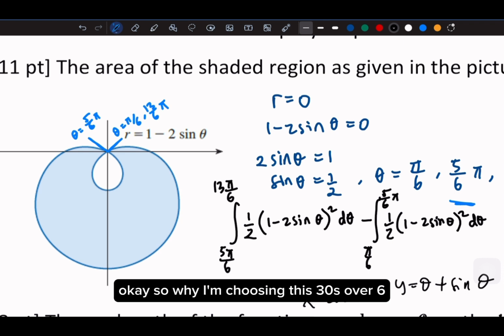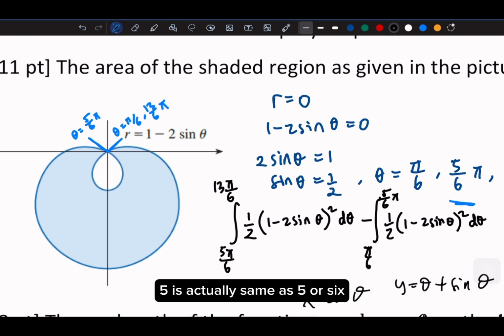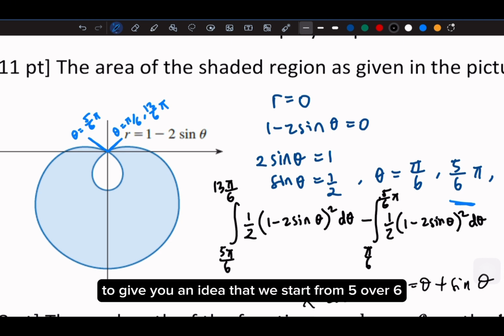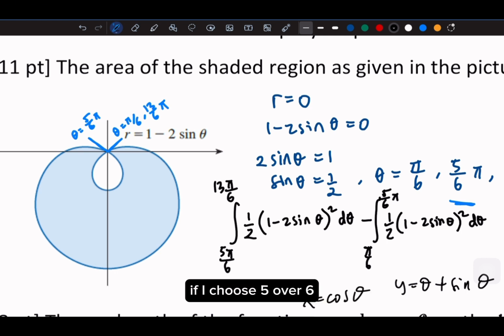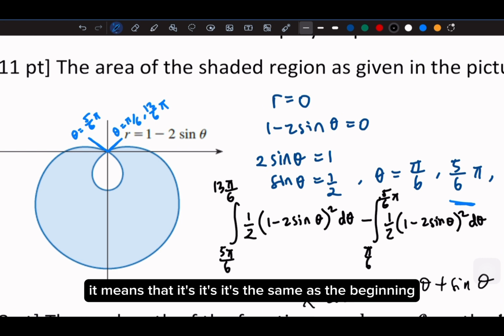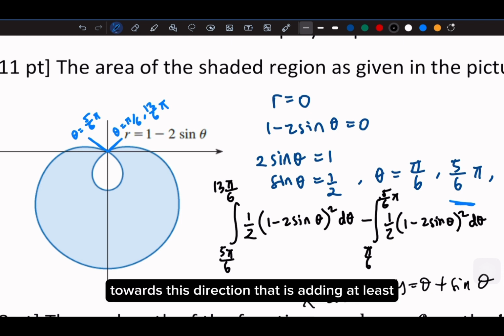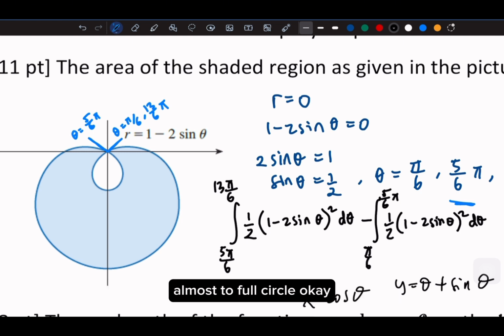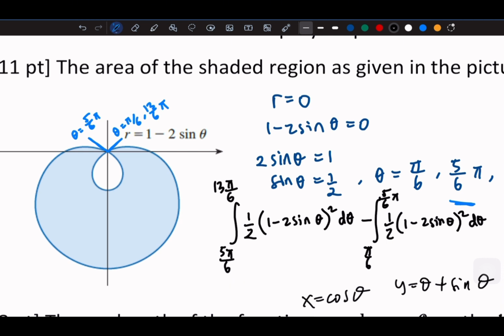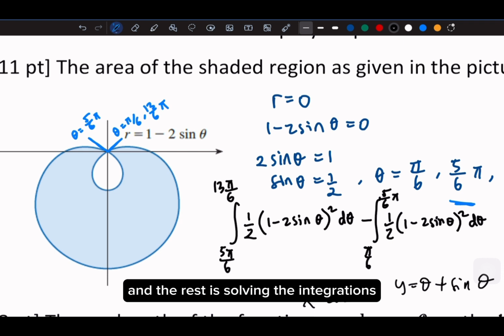So why am I choosing this 13 over 6 pi? It's actually the same as pi over 6. But I'm choosing 13 over 6 to give you an idea that we start from 5 over 6. If I choose pi over 6, it means that it's the same as the beginning. I'm adding to 13 over 6 to give you a sense that it's moving towards this direction, that is adding almost a full circle, 2 pi. I hope you get the idea of that. And the rest is solving the integrations.